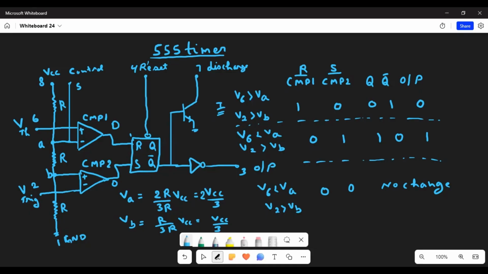And there is actually a correction in the second row, where I mentioned V2 is greater than VB. It should be V2 less than VB. So this is the 555 timer internal basic structure that will be used later for monostable or astable multivibrator applications.